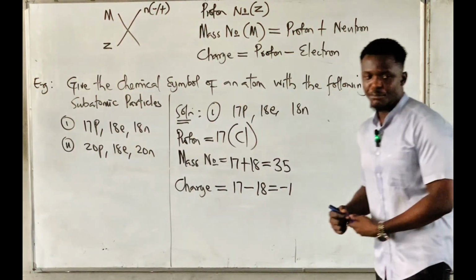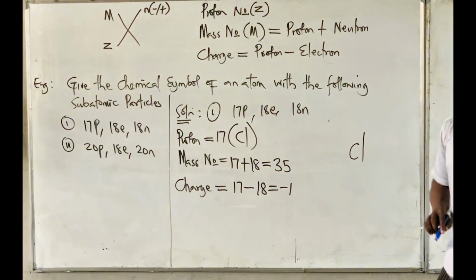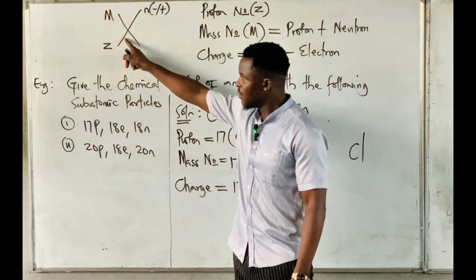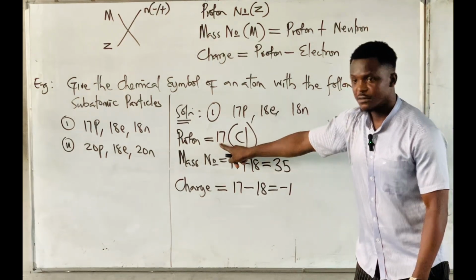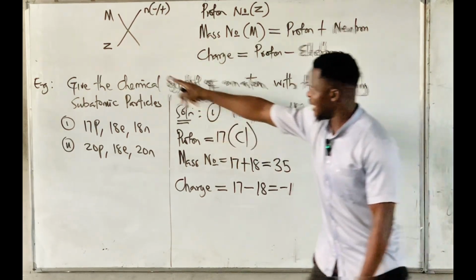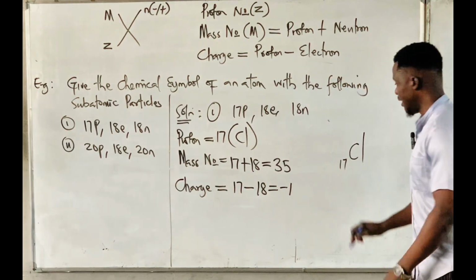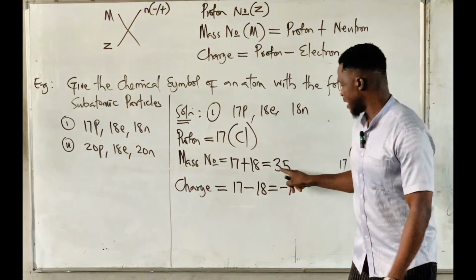So now look at this. For me to get my symbol, the atom, I'm going to come here, put the atom. Remember, the atom is representing this X, right? Now, what is going to be this Z? Z is going to be what? Proton number. This Z is our proton number, right? So I'll come here and put 17 here. This M is our mass number, which in this case is how many?